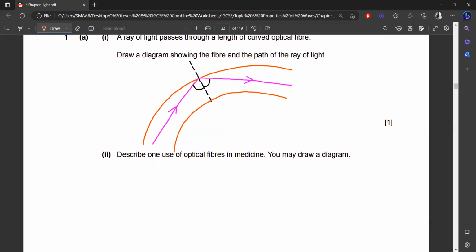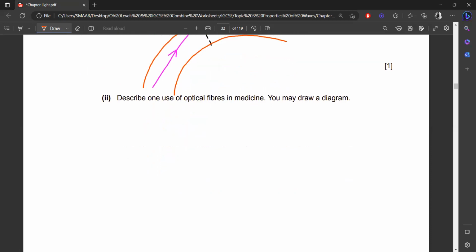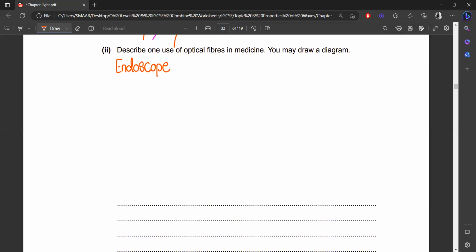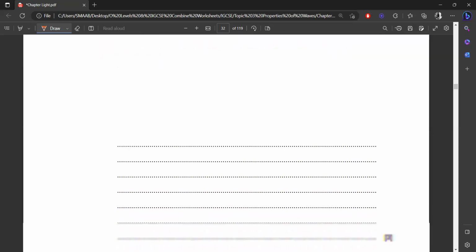And the second part: describe one use of optical fibers in medicine. It helps to see internal organs, so the device is known as an endoscope, right? You may also draw a diagram, but that is not compulsory. It's up to you if you want to draw a diagram. Otherwise, you just need to describe the use of optical fiber in medicine.